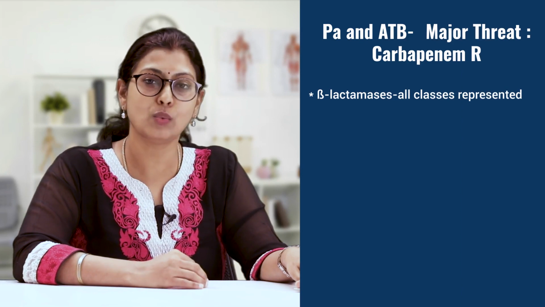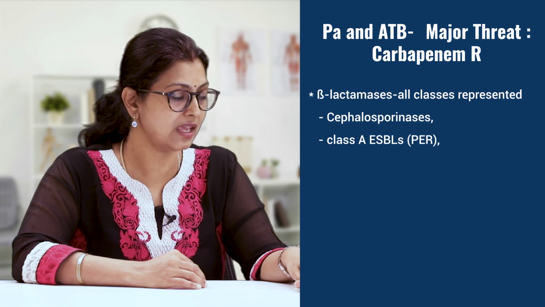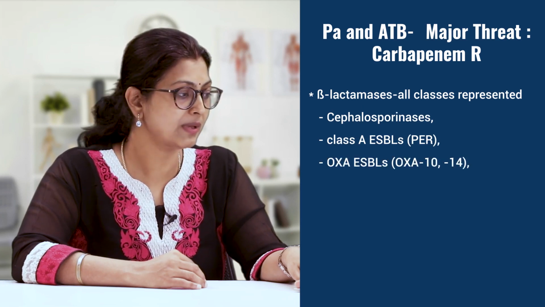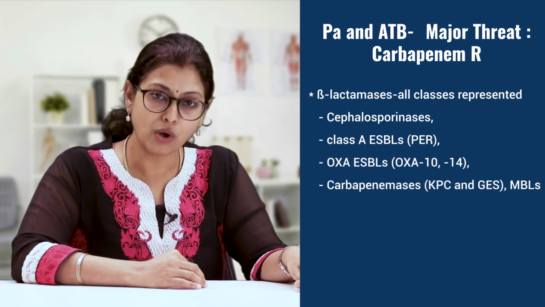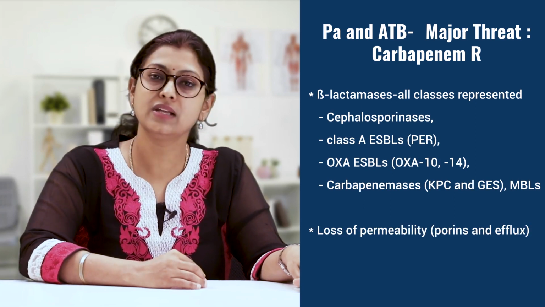The Acinetobacter has multiple resistance patterns, right from carbapenemase production. So the different carbapenemases or beta-lactamases which the Acinetobacter has are cephalosporinases, class A ESBL, OXA-producing ESBL and carbapenemases. Along with it, it also has a loss of permeability across the porin and an efflux pump. So all these mechanisms play a major role in causing multi-drug resistance in these types of non-fermenters, particularly Acinetobacter.